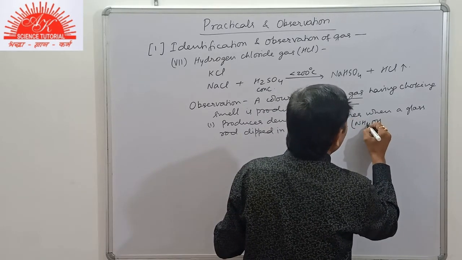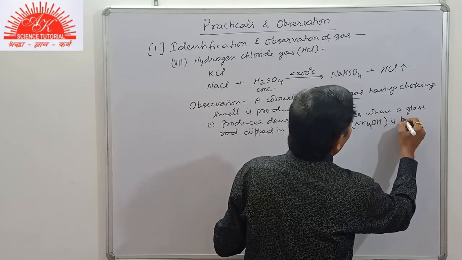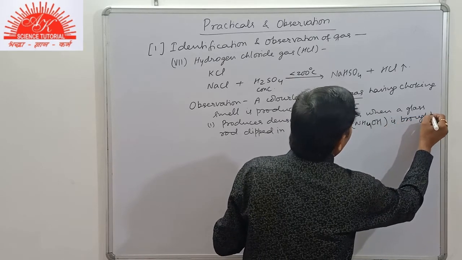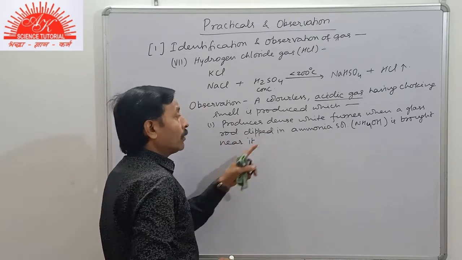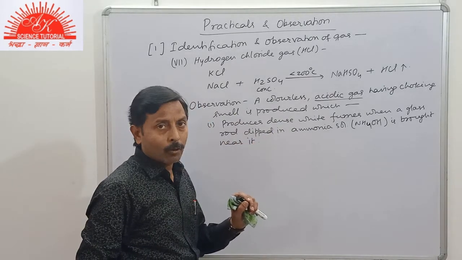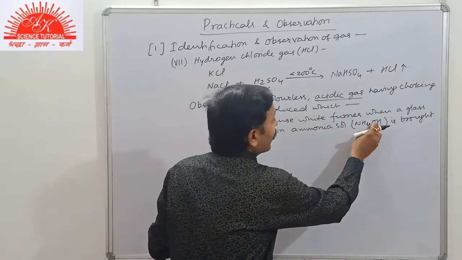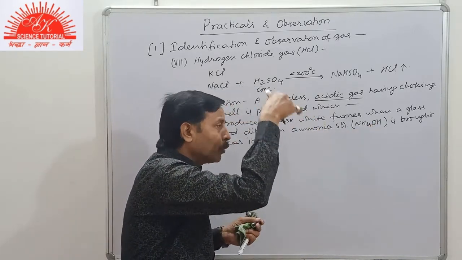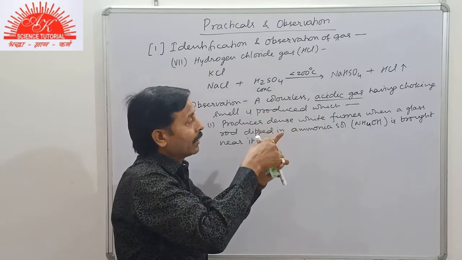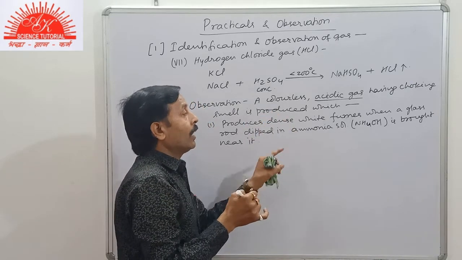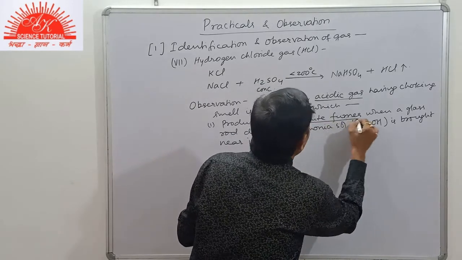NH4OH is brought near it. Now, this is the first commonly used test. When a glass rod is dipped in ammonium hydroxide solution and brought at the mouth of a gas jar of HCl, or introduced in a gas jar of HCl, then dense white fumes are produced.